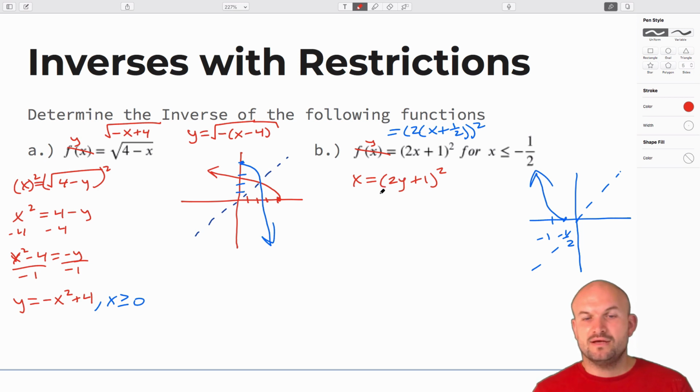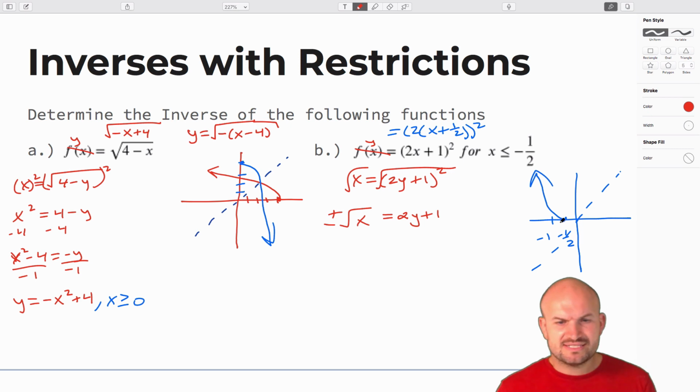Okay, y. Take the square root of both sides. We recognize when we take the square root, we have to include plus or minus. But it doesn't actually make sense for us to include plus or minus, if you think about it. Because 2y plus 1.